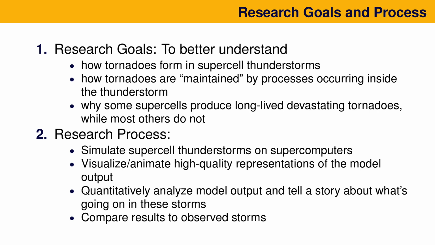We really don't have a very good idea of all the mechanisms that go into tornado formation, specifically genesis, the formation of tornadoes. We want to also know, once a tornado has formed, what are the processes going on within the storm that maintain it throughout its life. And also, a really important question is why some supercell thunderstorms produce these long-track EF5 type top-end tornadoes while others do not. So essentially, the process is to simulate the storms on supercomputers.